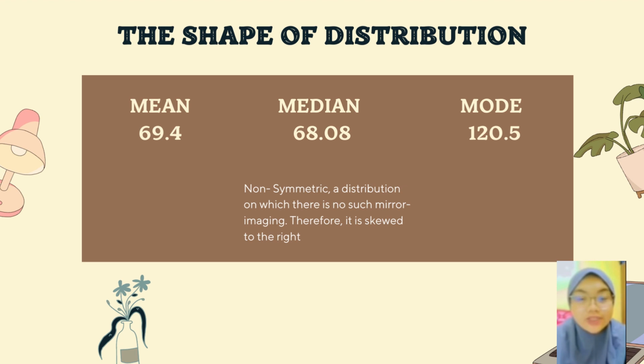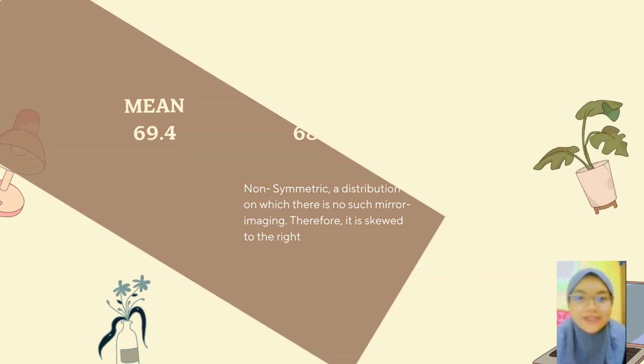This has no symmetry, a distribution in which there is no such mirror imaging. Therefore, it is skewed to the right. I will pass the presentation to the next presenter.